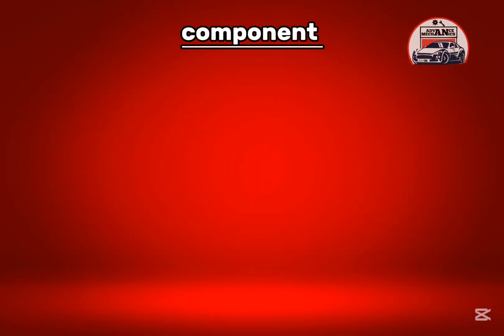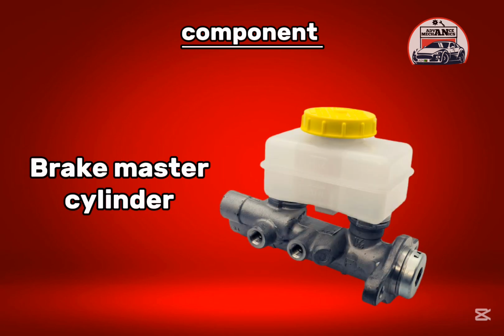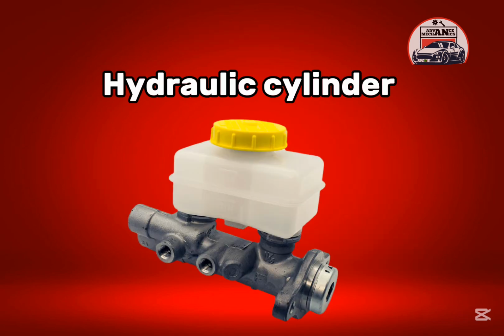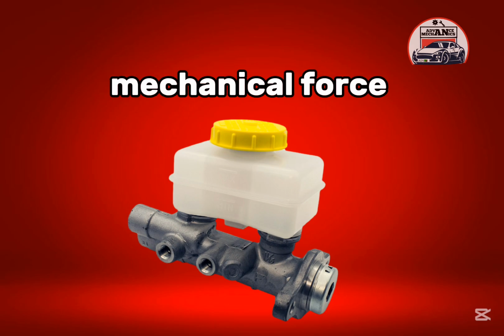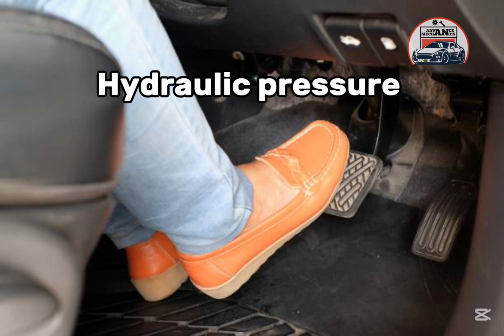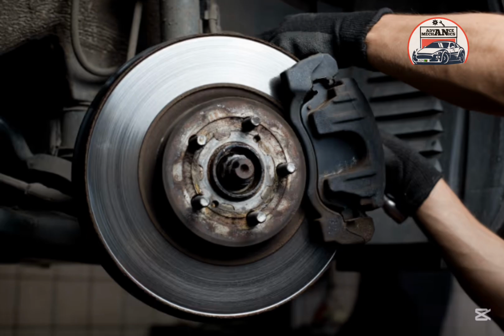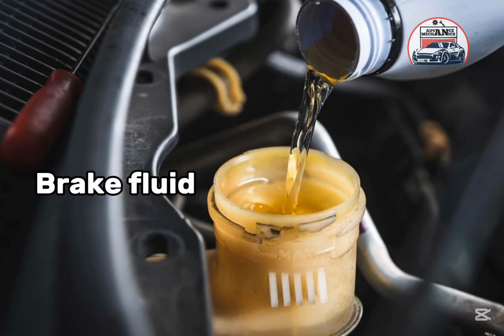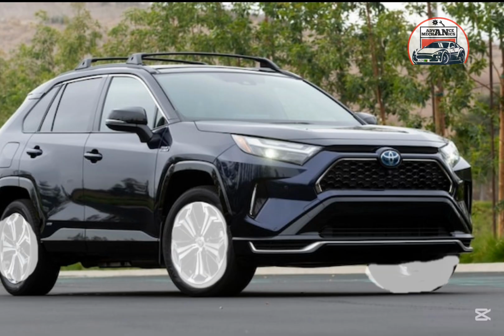So the component I'm going to be talking about today is called the brake master cylinder. The brake master cylinder is a hydraulic cylinder that works by converting mechanical force from the brake pedal to hydraulic pressure, which is used to apply the brakes. It uses brake fluid to equally distribute hydraulic pressure to all the 4 wheels of your car.